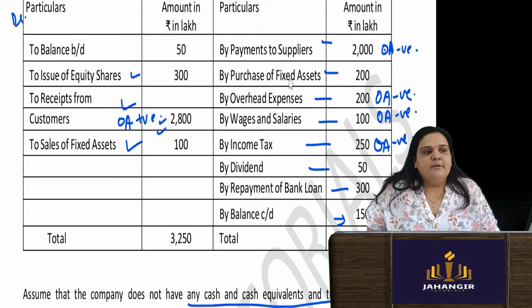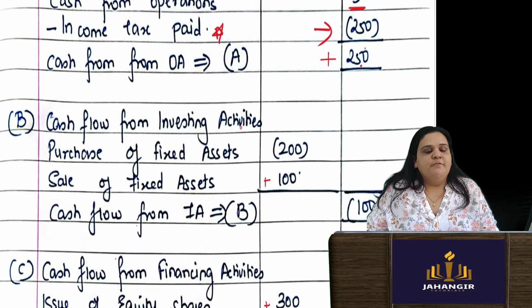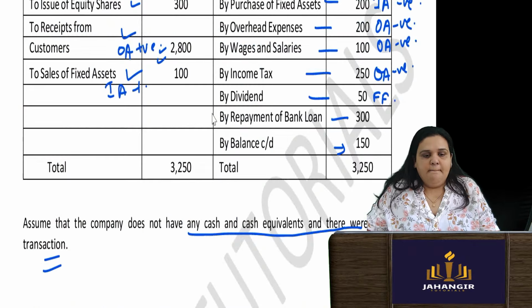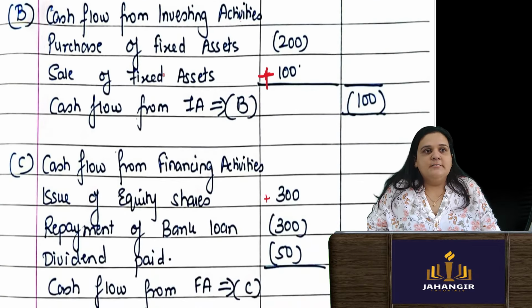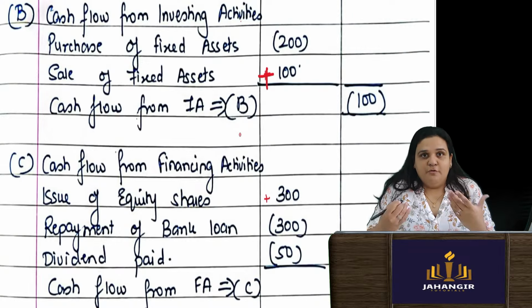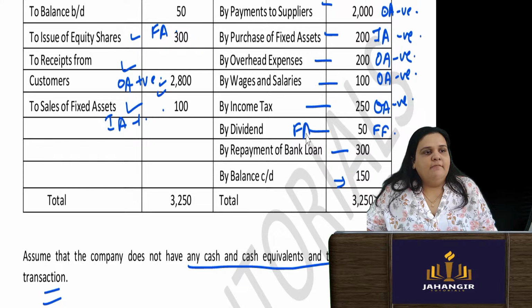Cash flow from investment activities. This is related to investment activities. Purchase negative. Dividend will be finance related. Sale of fixed asset, investment activity positive. So purchase of fixed assets negative, sale of fixed assets plus 100. Purchase will be outflow. So plus 100 minus 200, minus 100 will be cash outflow due to investment. And in case of financing, we have equity shares and we have dividend and we have repayment of bank loan.